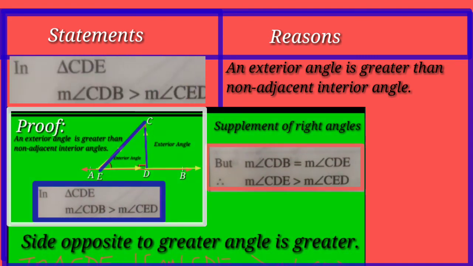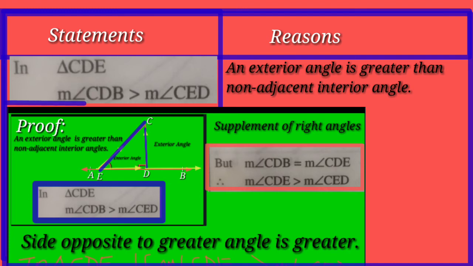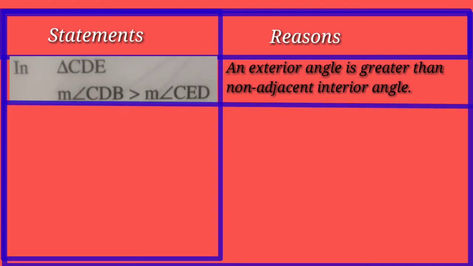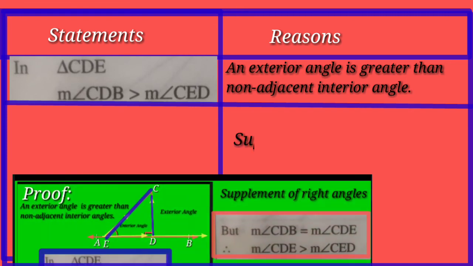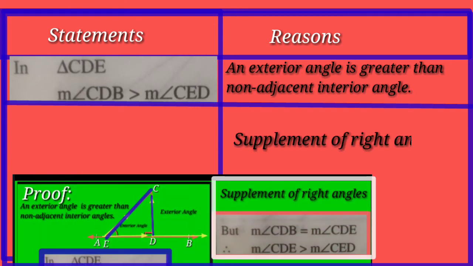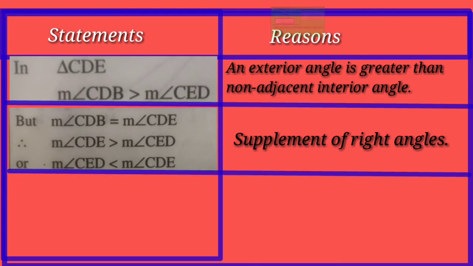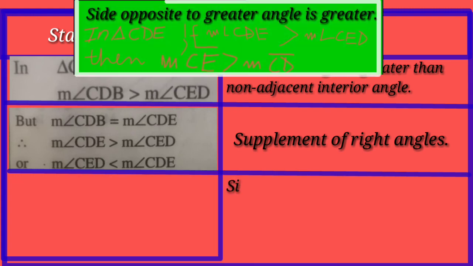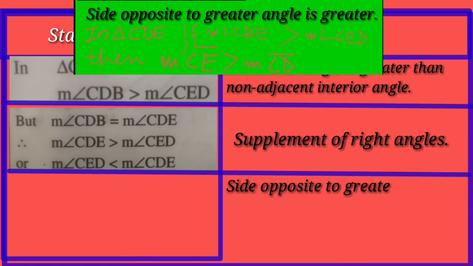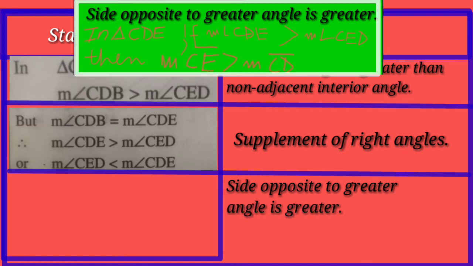Summary of this proof can depend upon three steps, in which first step is a theorem: an exterior angle is greater than non-adjacent interior angle, while second step is supplement of right angle, and third step is another theorem: side opposite to greater angle is greater. With the help of these three steps, we can prove the theorem.